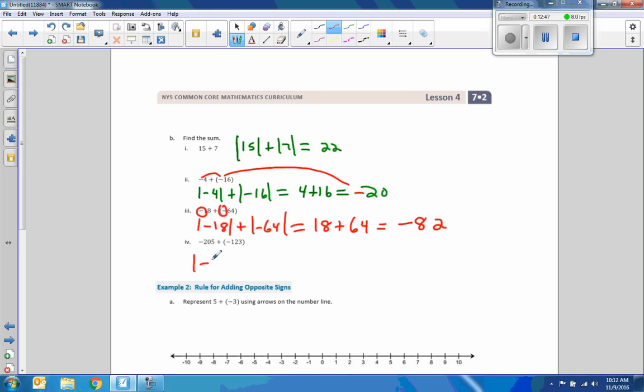One more time, the absolute value of negative 205 plus the absolute value of negative 123 equals the absolute value of 205, which is 205. The absolute value of 123, which is 123. Add those and get 328, and then take the sign that they both share, and that is your answer.